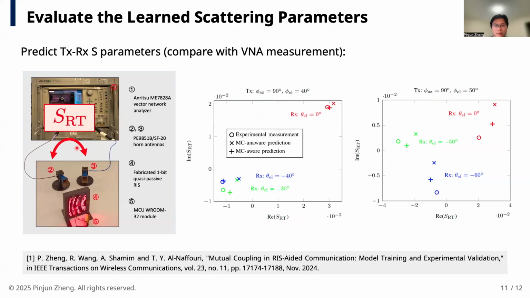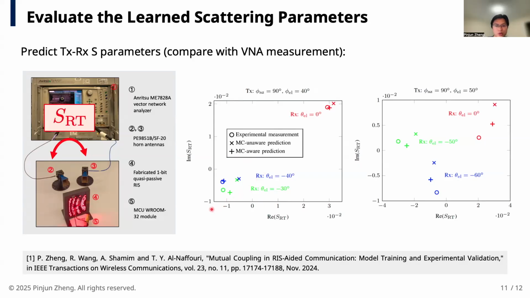and then compare it with real measurement. So here we test two system configurations. We use this circle to denote experimental measurement, and we use this cross mark to denote mutual coupling unaware prediction, which is the conventional model without S matrix. And we use this plus mark to denote mutual coupling aware prediction that is based on our chain model.